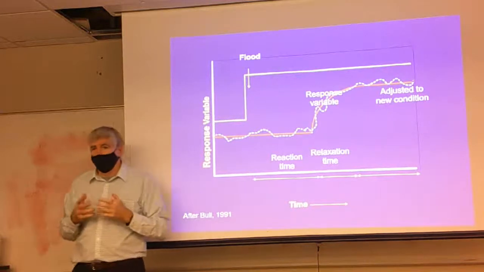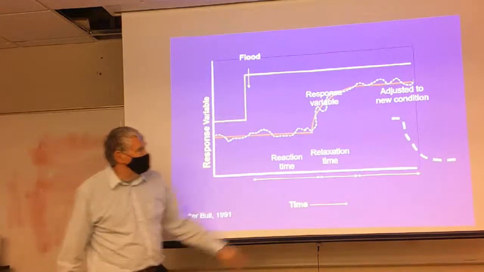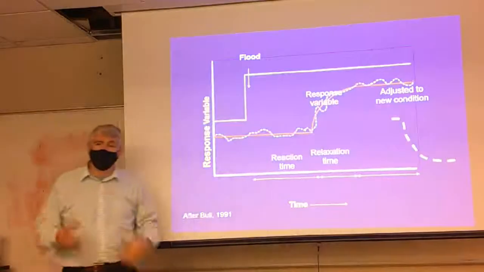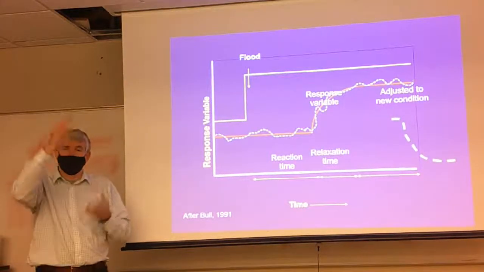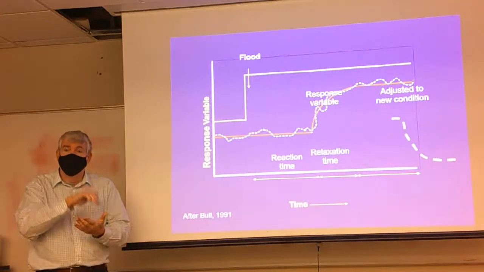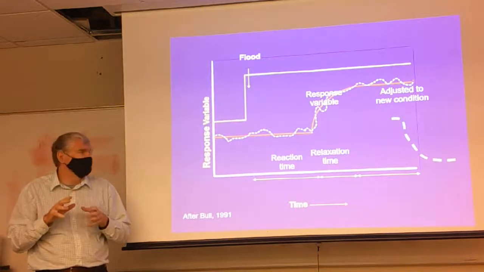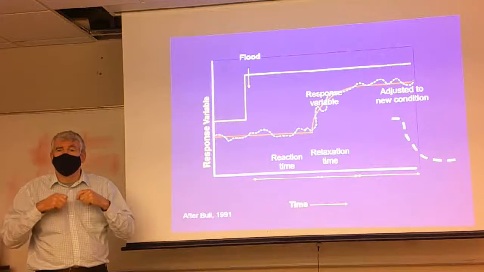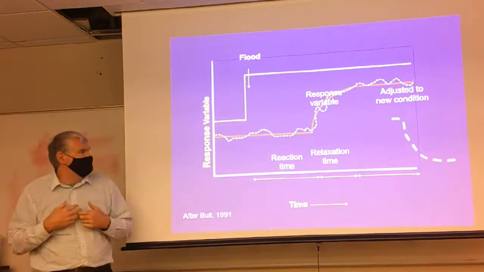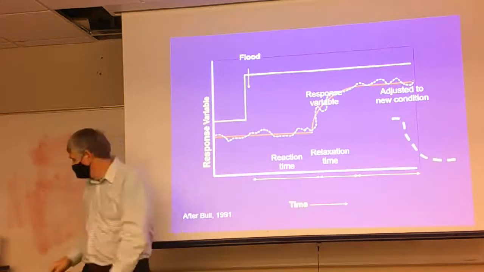Now, one of the important parts of a true threshold crossing event is that it's a permanent condition. If the channel widens during a flood and then comes back to its pre-flood, pre-event condition, the threshold hasn't been crossed. So a threshold crossing event means we've changed the system permanently. It doesn't go back to what it was morphologically before the event took place.